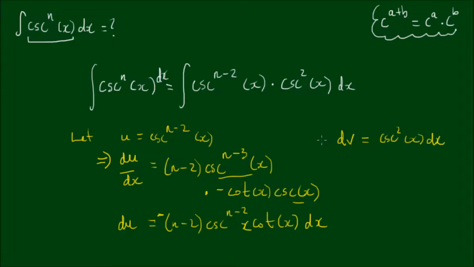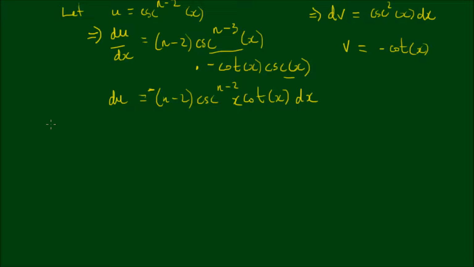Now let's work on this side here, dv. dv integrates to v, and the right hand side integrates to negative of the cotangent of x, by virtue that the derivative of the cotangent of x is equal to negative cosecant squared of x.